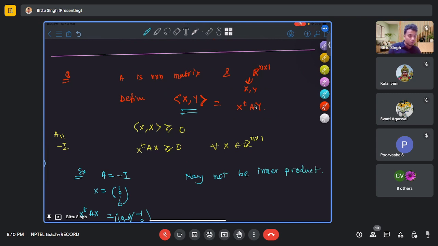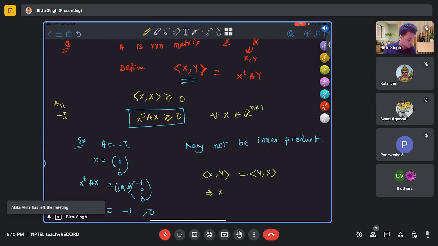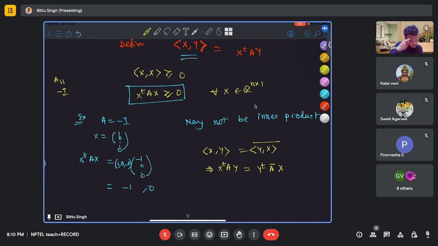So the interesting thing is, when will it be an inner product? If this positivity property is satisfied, then this will be an inner product, but we need another property, which is symmetry. The inner product of x comma y should be the same as y comma x. This implies x transpose A y is the same as the bar of this. By definition, this is y transpose A bar x. So this will be satisfied if you take A to be like this, the transpose of A bar.